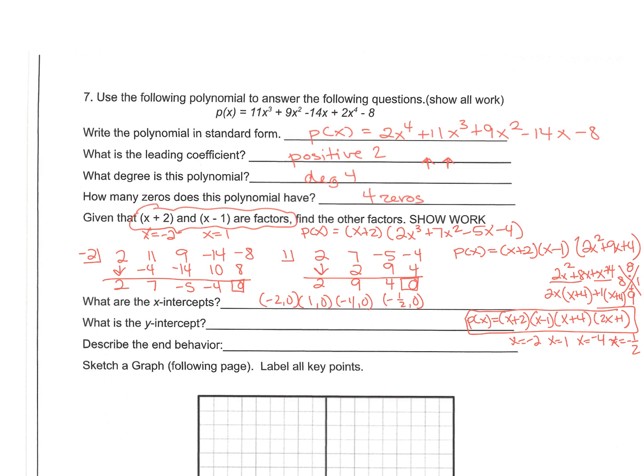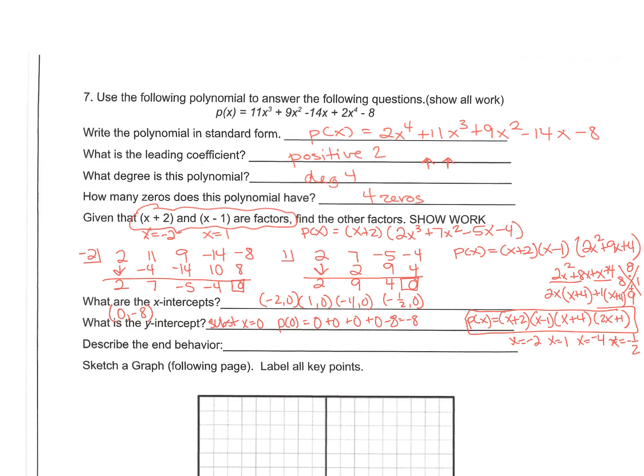Well, what's the y-intercept? I get the y-intercept when I substitute x equals 0 into my equation. When I do that, when I plug a 0 in, I get 11x cubed would be a 0. My 9x squared would be another 0. My -14x squared would be another 0. My plus 2x to the 4th would be another 0, minus 8. It looks like I'm getting, I'm going to write it over here because I ran out of room, (0, -8).